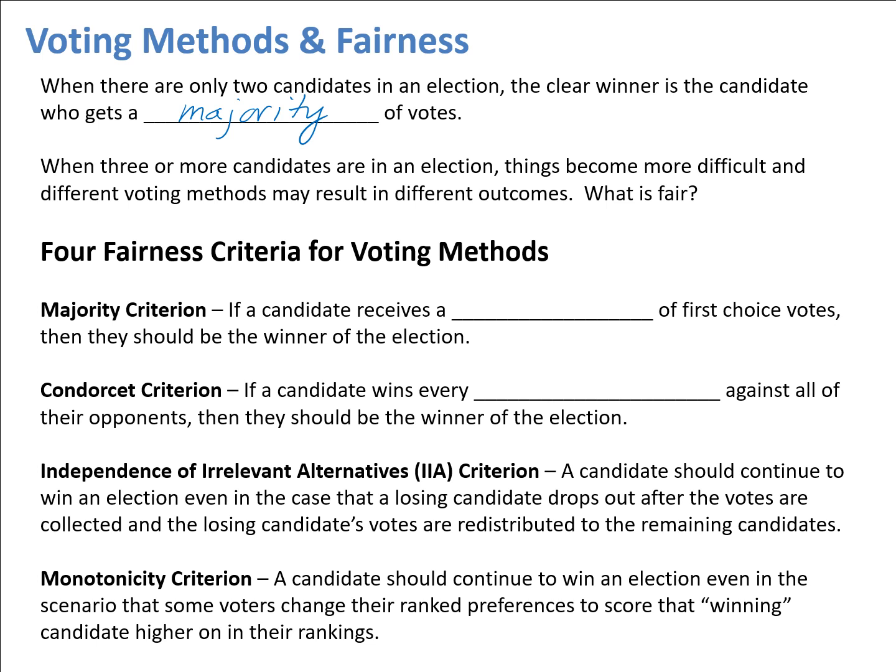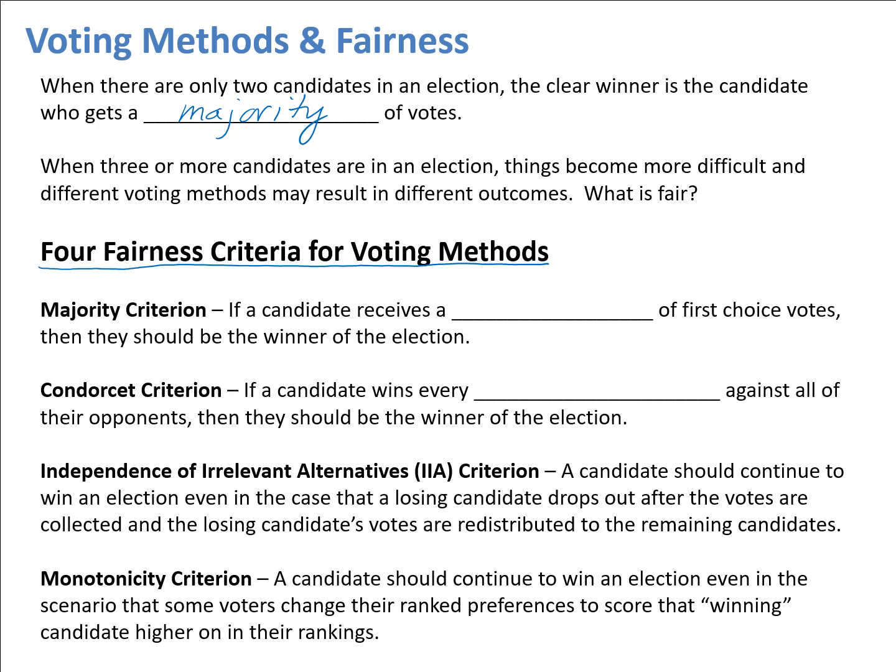When we have 3 or more candidates in an election, however, things become more difficult, and as we've seen, different voting methods may result in different outcomes. So how would we consider what's fair in these situations? Well, mathematicians and sociologists, people who look at voting methods, have actually developed what they call fairness criterion for voting methods. And I want to go over those 4 criterion and look at examples of how they apply.